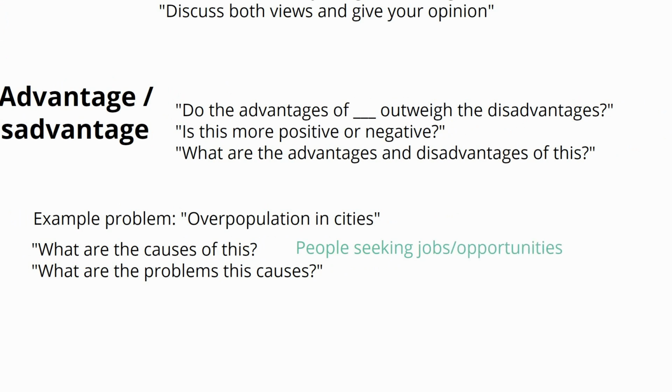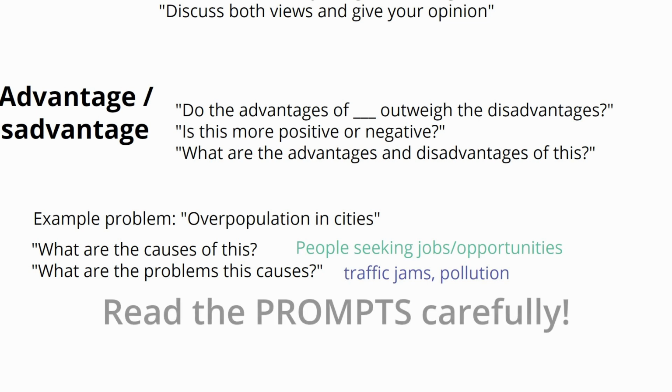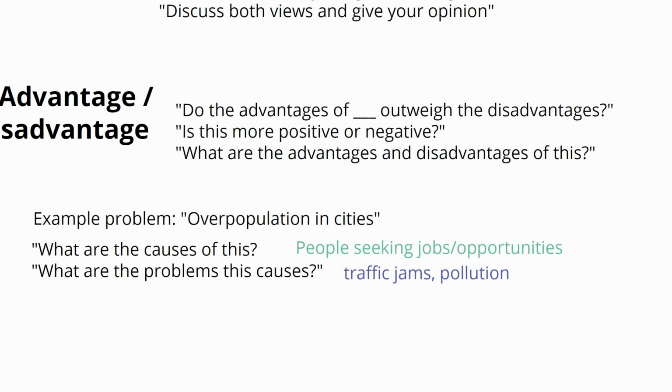Okay, an example for the causes might be people seeking jobs, or people coming to the city for better opportunities. But the problems that are caused by the overpopulation could be more traffic jams, or poverty, or pollution. So you can see that we have to pay very close attention to the way these questions are worded. The wording is very important.